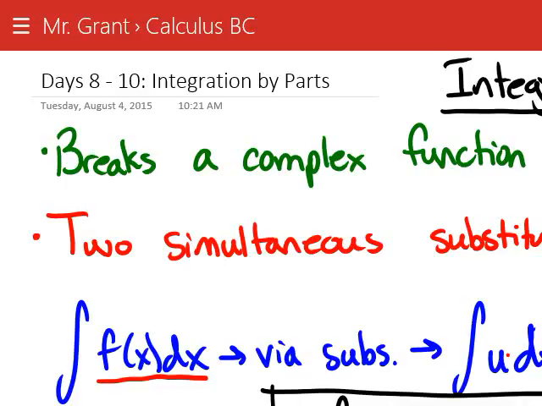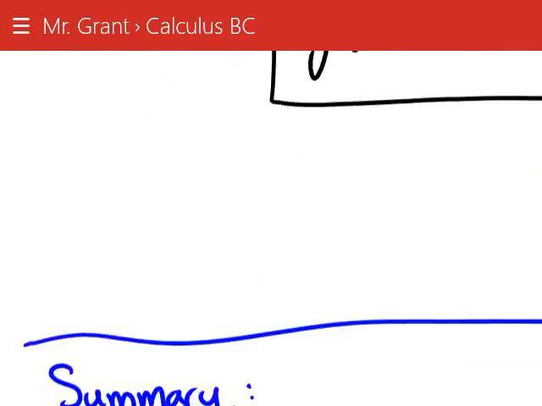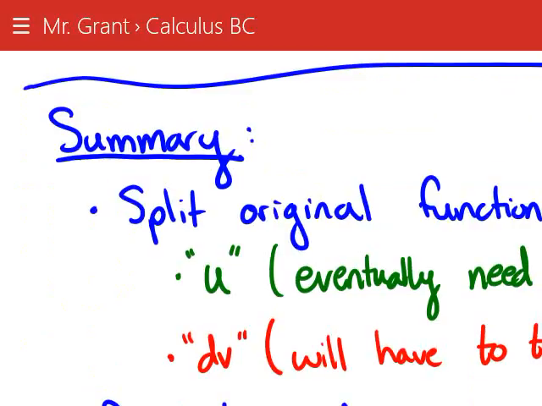So let's look at a quick summary of what we're going to do first, and then I have two tips or tricks for you. So here's our friendly summary. We're going to split that original function into u, and eventually we'll need the derivative of that, du. This is just like normal substitution. We say u equals something, then we say du equals something dx. So it's nothing new there. But then the other piece of the function is going to be dv. That's kind of like starting at the end, like starting with du. Eventually we know we'll need v, and to go backwards from dv to v, we'll just have to integrate dv, and that'll tell us v.